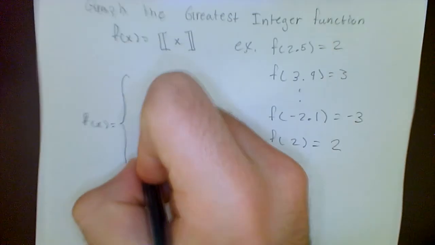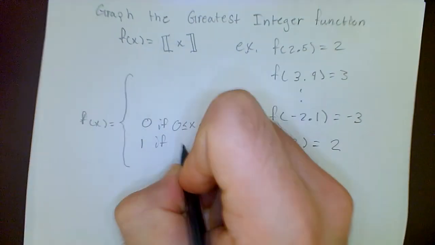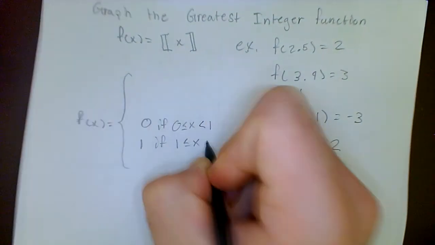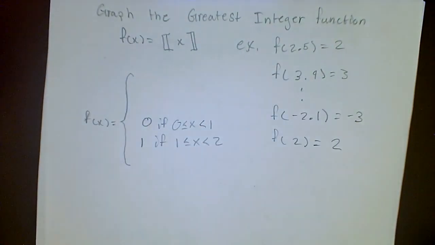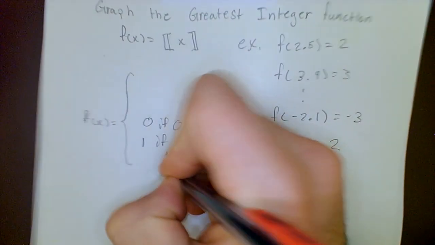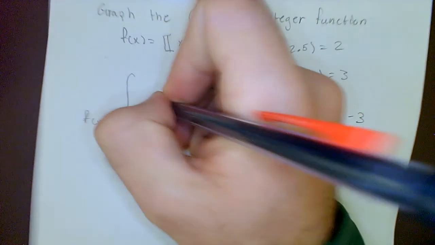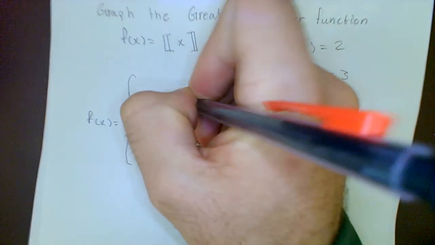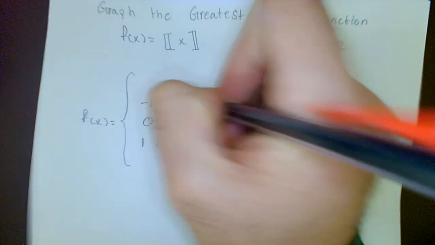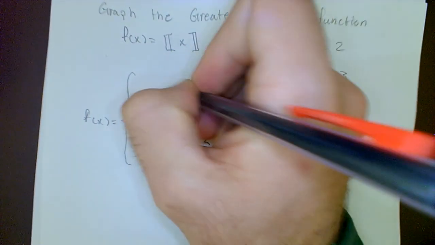Okay, so 1 here if I'm in between 1 but less than 2. So that goes on forever. And then we get negative 1 if negative 1 is less than or equal to x, which is less than 0. And that goes on forever.